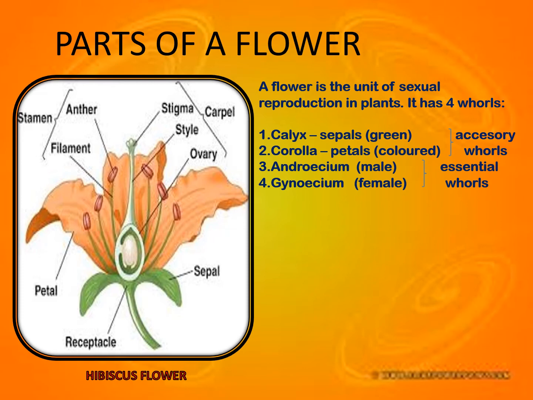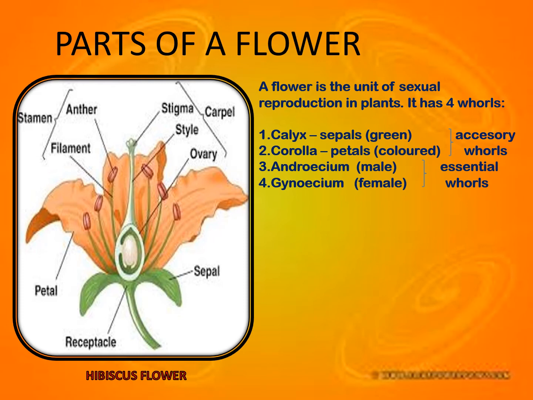And members of the calyx are called sepals, and members of the corolla are called petals. The calyx is green in color and the corolla has different colors. Both these are called accessory whorls and they are responsible for the protection of the inner whorls of the flower.